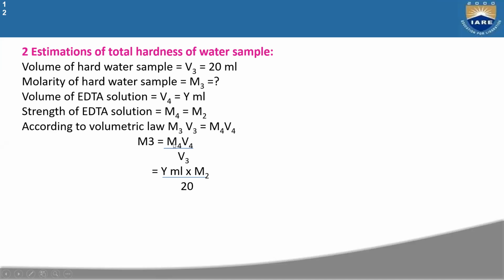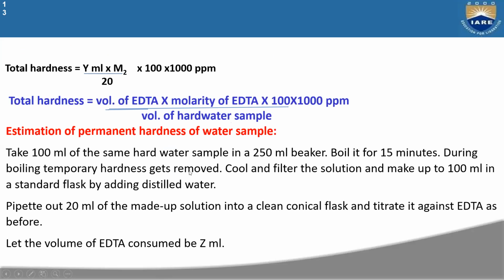So the formula is M3 is equal to M4 into V4 by V3, which is Y ml into M2 by 20. So total hardness is equal to Y ml into M2 by 20. The 100 value is the calcium carbonate value, and 1000 is 1000 ml, meaning we make up the solution to 1 liter, that is 1000 ppm. So total hardness is volume of EDTA into molarity of EDTA into 100 into 1000 ppm, divided by volume of hard water sample.